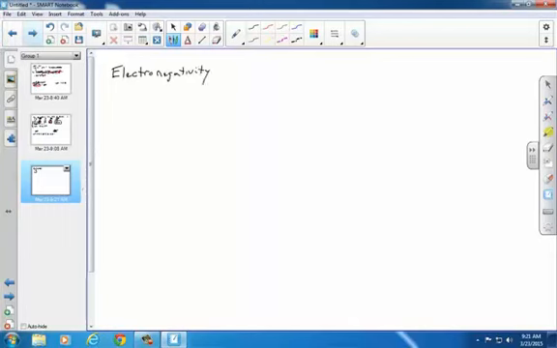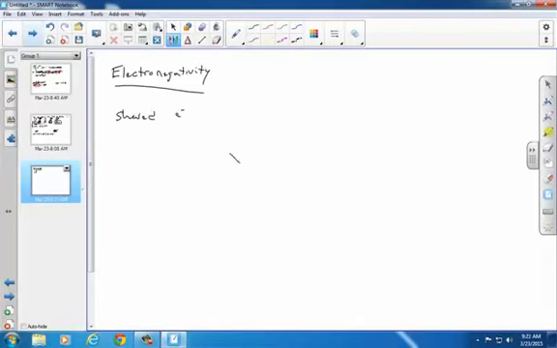Electronegativity has to do with the attraction an atom has for electrons it's sharing with another atom. So that's what makes electronegativity different from electron affinity. Electronegativity is an attraction for shared electrons. Electron affinity is an attraction for a free electron. It's the same factors that affect both of those properties, but they're not the exact same properties. So this is for shared electrons specifically.